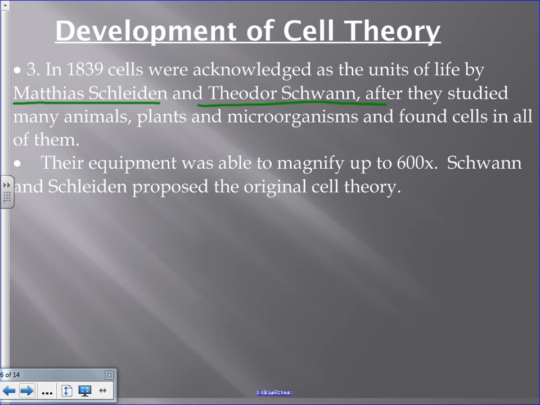They looked at fungus, they looked at bacteria, they looked at animals, plants, and everything they looked at that was alive, without exception, contained cells. And many different kinds of cells. So that was their idea. They were the ones who proposed the original cell theory. Schleiden and Schwann proposed the cell theory because they had their hypothesis and it was proven time and time again.